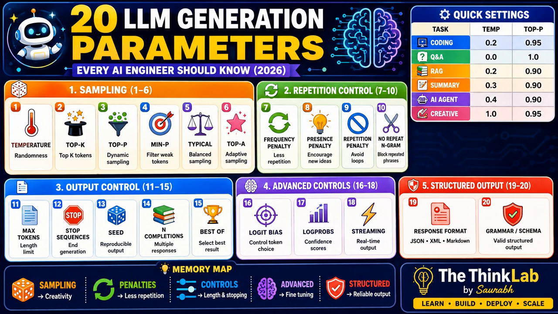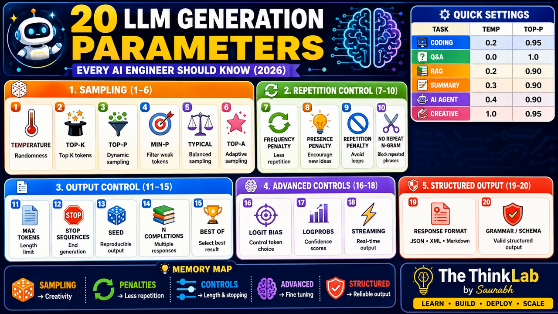Now we are moving to number 16, that is the logit bias. Logit bias changes the probability of a specific word. So you can encourage certain words, or we can prevent certain words from reappearing. This gives the developer fine control. Logit bias is just an advanced control, so we can perform certain control on this kind of model.